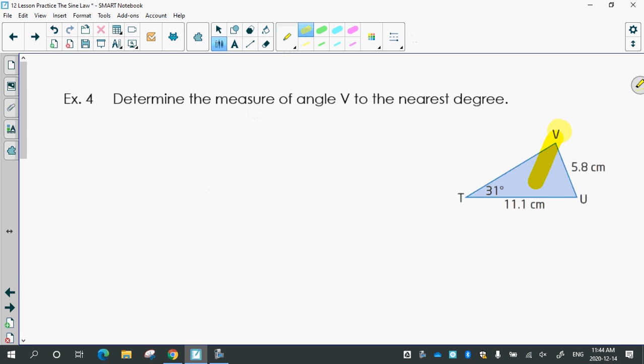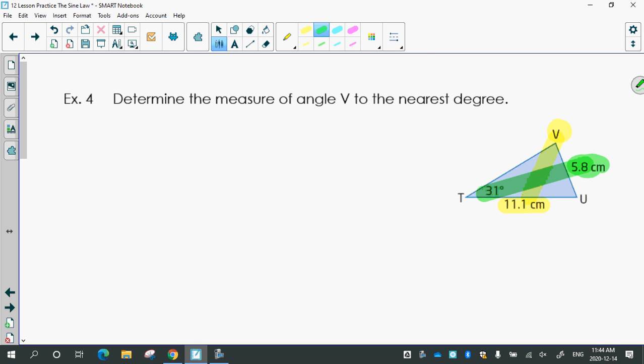In order to use the sine law, I have to know side little b, the side opposite. And I do. Everybody agree with that? And then I have to see if I have a side angle pair. I have a side, and I know its opposite angle. Everybody good? So it's set up to use the sine law.